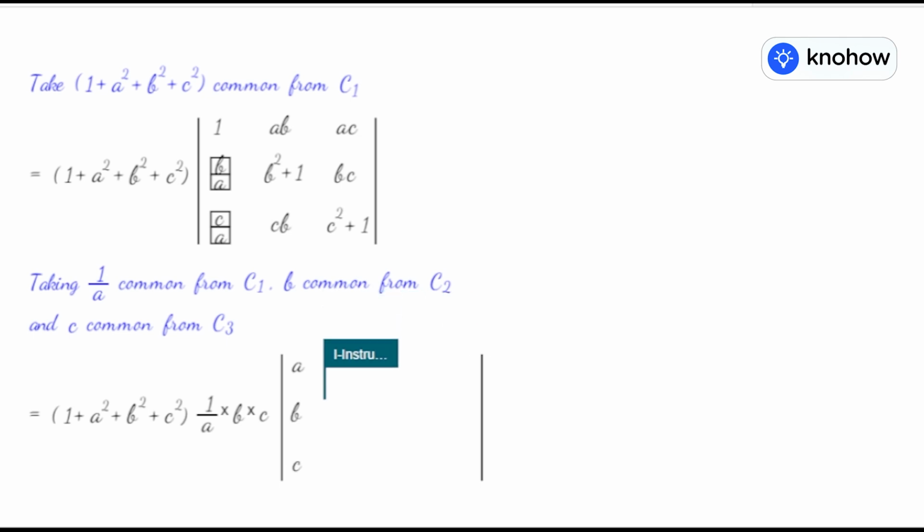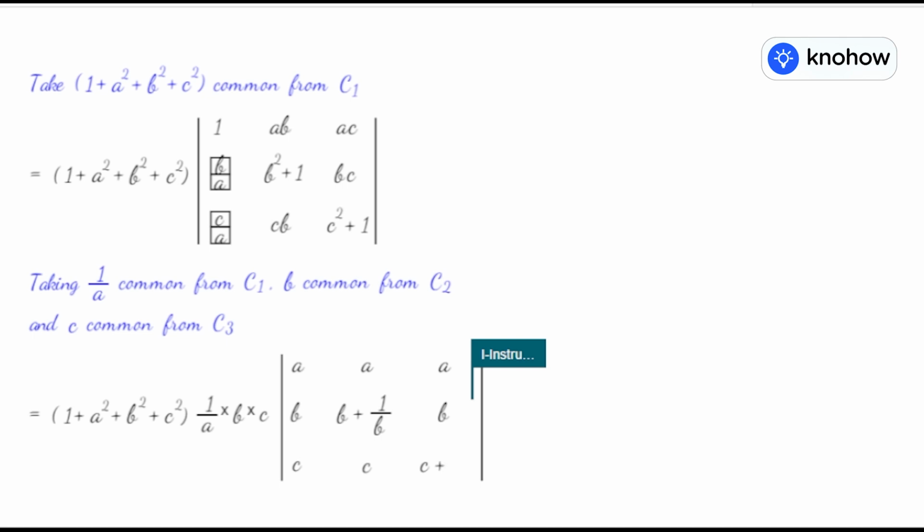Then taking b common from column 2, you are left with b, but b square plus 1 divided by b will make it b plus 1 by b, and you are taking b common from column 2, so the first element of column 2 will be a. And in the last, the third element of column 2, you are taking b common, you are left with c. And finally, from column 3, you are taking c common, so you are left with a and b, and you will get c square plus 1 divided by c, which makes it c plus 1 by c.